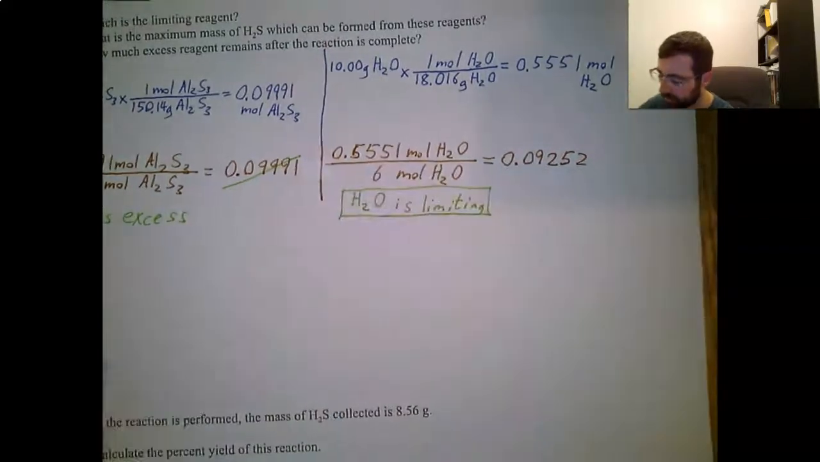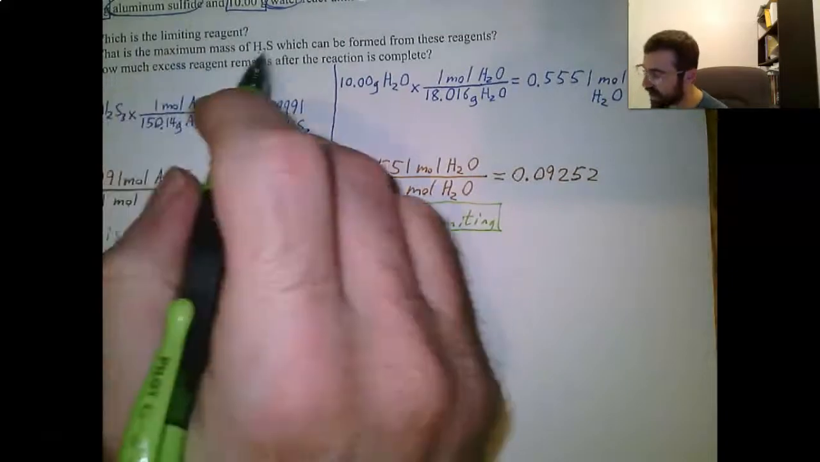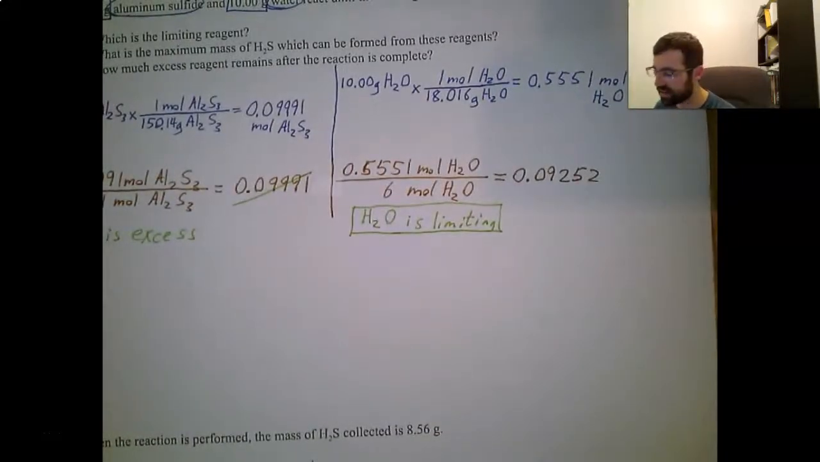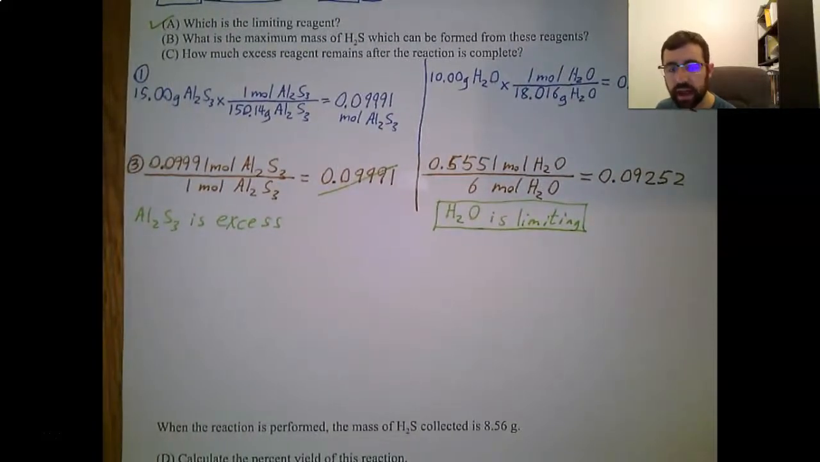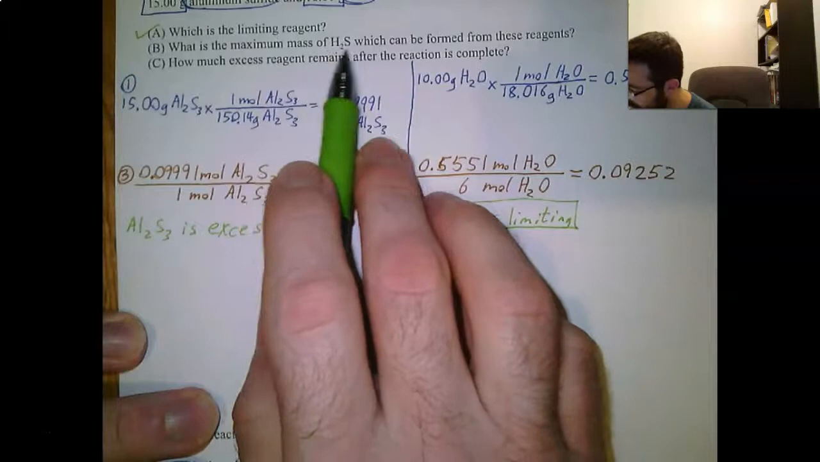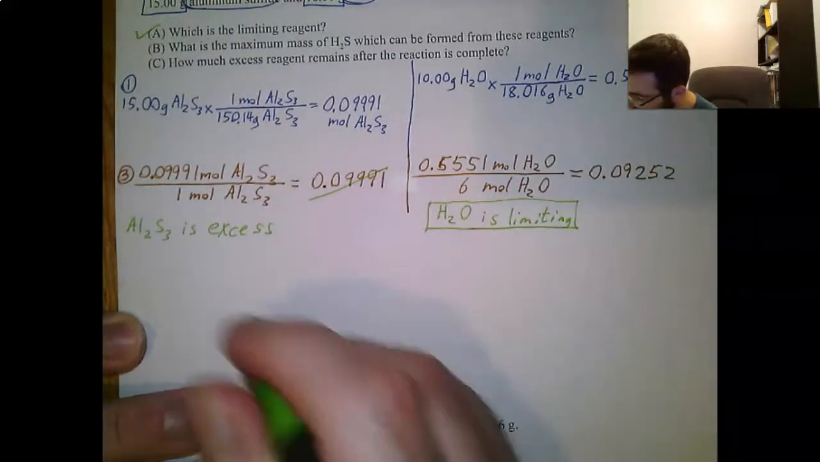I did part A. Part B, what's the maximum mass of H2S which can be formed from the limiting reagents? Well, that's kind of the second part of step 3. Remember, step 3 is to calculate how many moles of product you can get. So I want to know how many moles of H2S I could make from this. I've got to use the limiting reactant to figure that out. So I'm going to set it up.